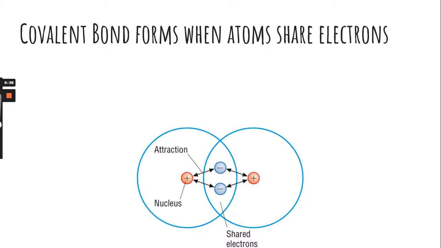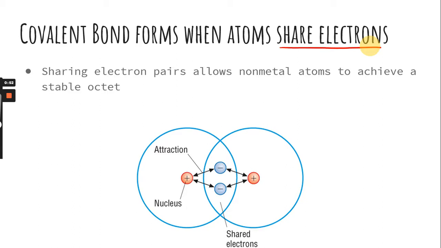So how does a covalent bond form? It's when those atoms are sharing electrons. Remember, from metallic, they form those delocalized electrons. When it's ionic, they transfer electrons. Sharing the electron pair allows the nonmetals to achieve that stable octet. Remember, atoms want to be like the noble gases. They want the full valence shell, and so nonmetals will share in order to do that.